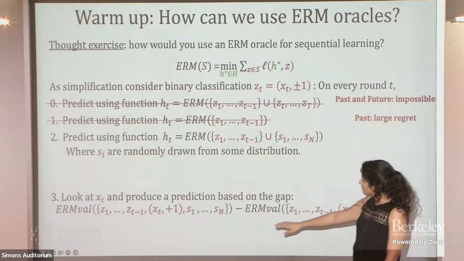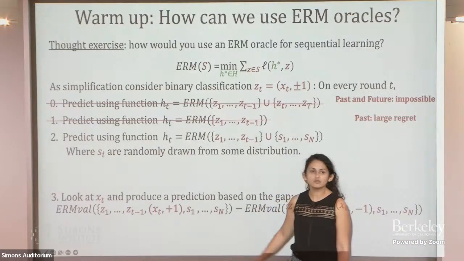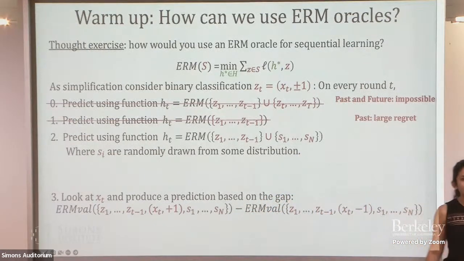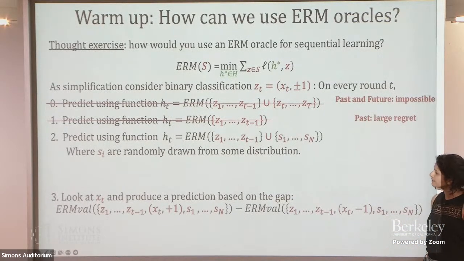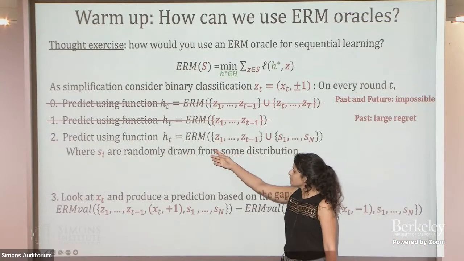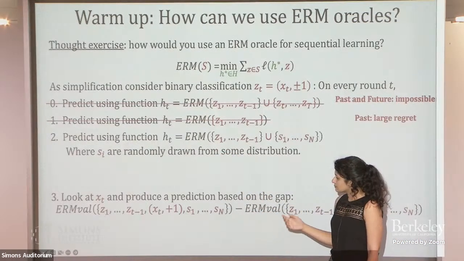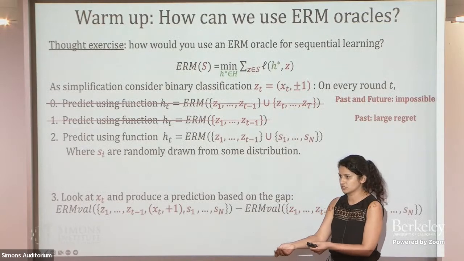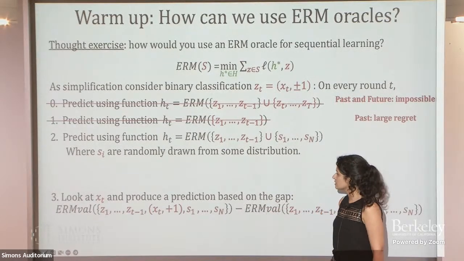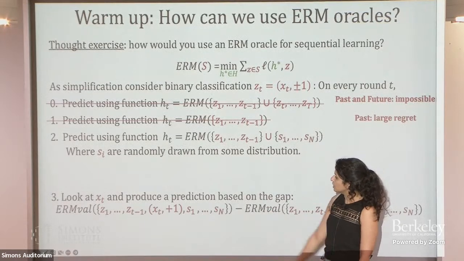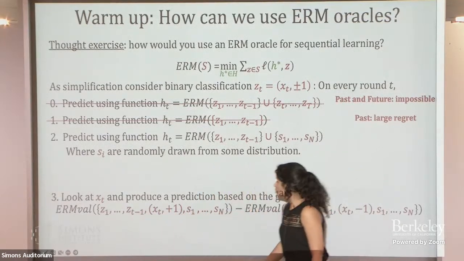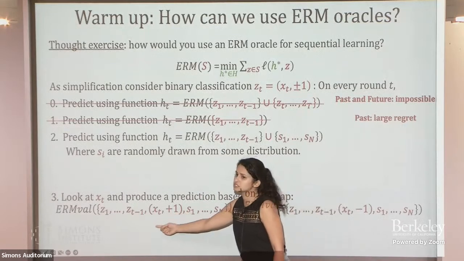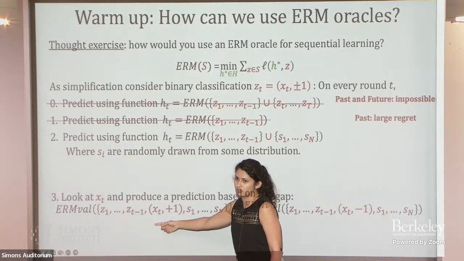Another way of thinking about hallucinating some future data, and a lot more subtle, is that instead of learning a function, you could think about directly making a prediction about an instance. So one way to do that is that you have your past, you have your future, and you have the instance you're asked to make a new prediction on.